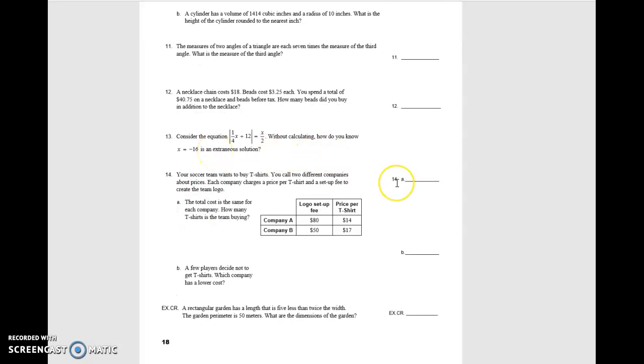14, you'll see here we have 2 blanks. One for A for how many shirts they're buying, and then it says what happens if a few players decide not to get shirts, which company is lower, and you can just say company A or company B. We also have an extra credit question down here.